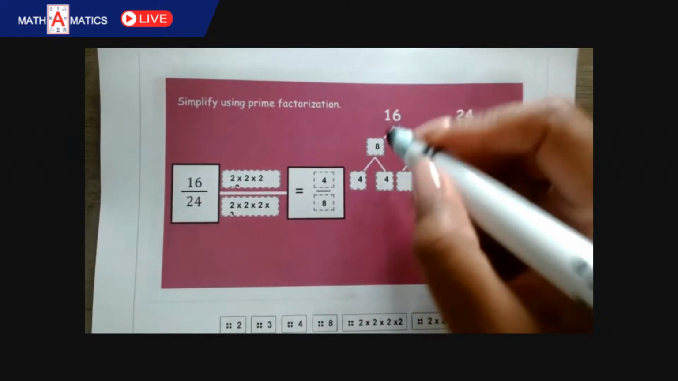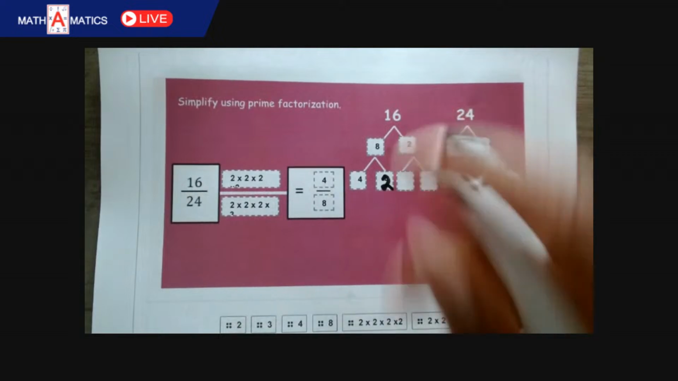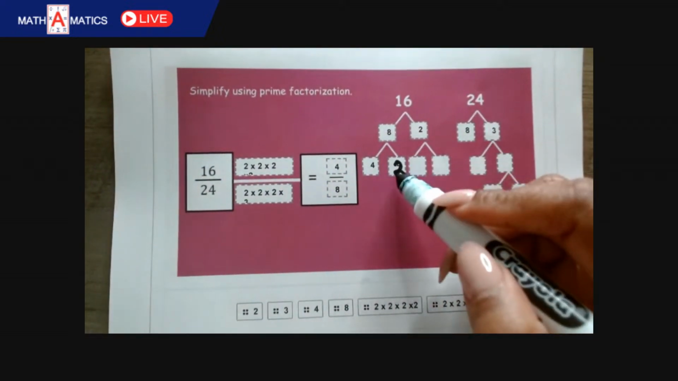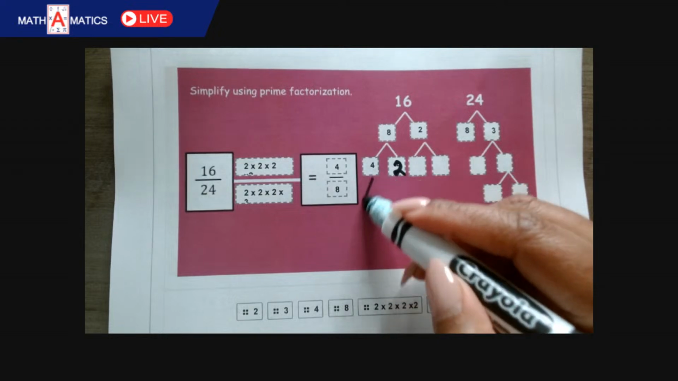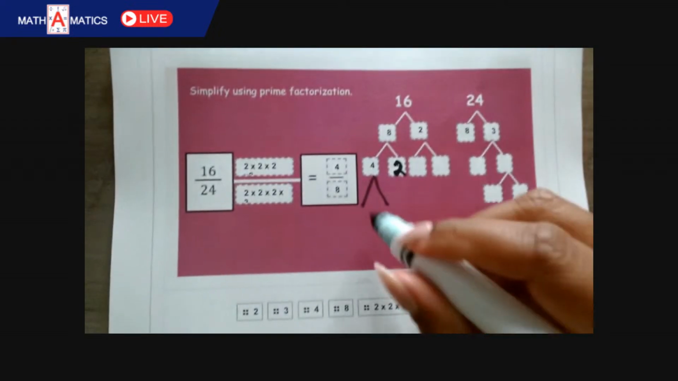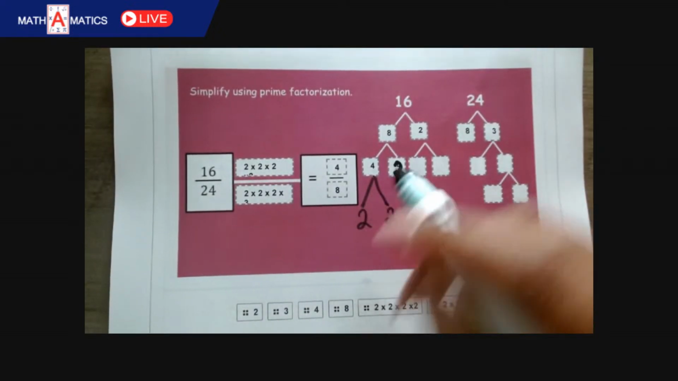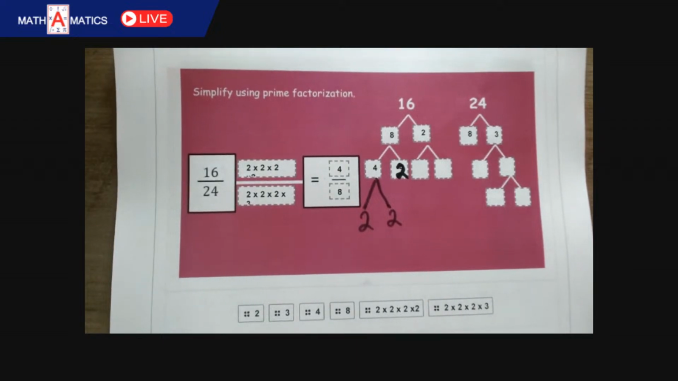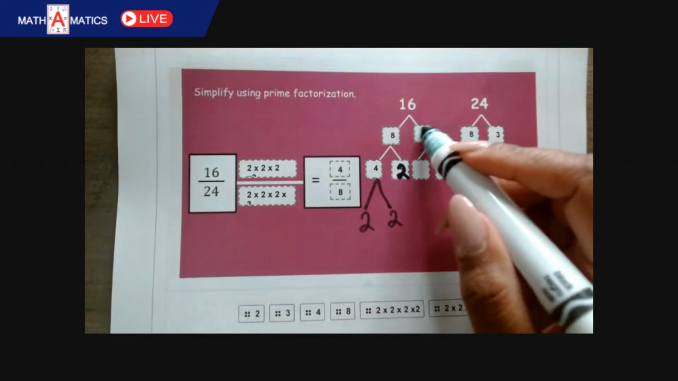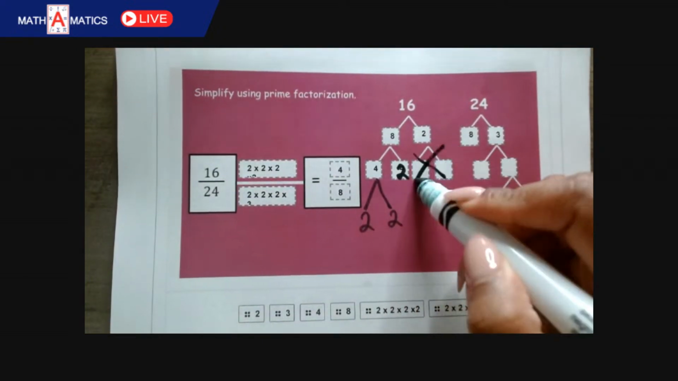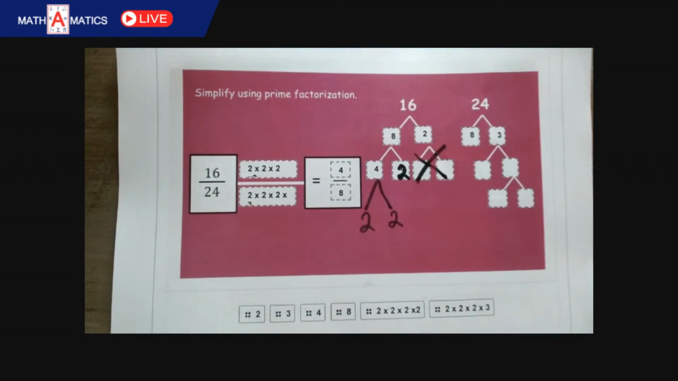4 and 2, that's correct. So we're going to change that to a 2. Well, we know 2 is prime, but is 4 prime? No, it's not. So we can actually extend that. So we would get 2 and 2 for our 4 again. And then since this 2 is already prime, you do not need that bubble.